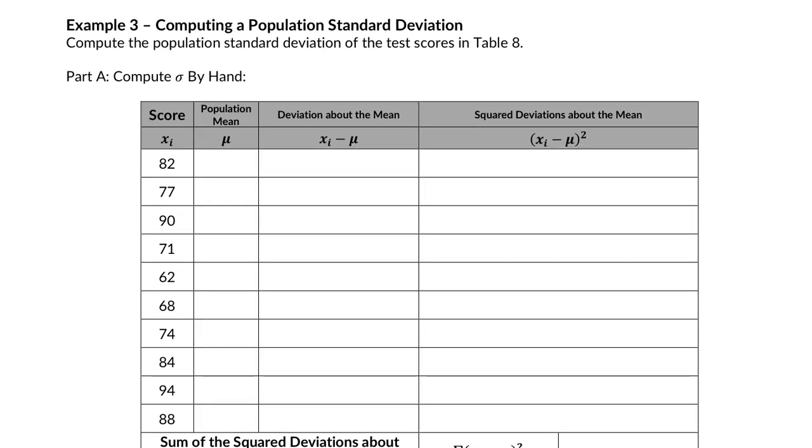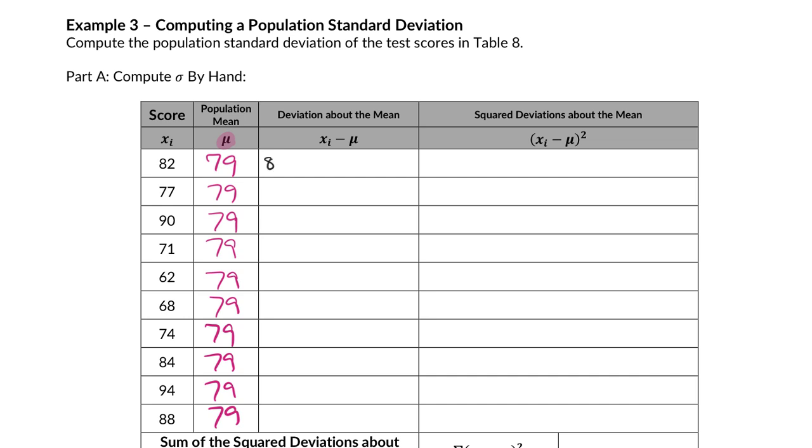Now, we learned this last class, and if you look back in your notes, we found the population mean for this data to be 79. So that is the same number all the way down this table. 79, 79, all the way down this table. Easy peasy. My next column in this table asks me to find the deviation about the mean. What that means is I'm going to subtract the observation minus the mean.